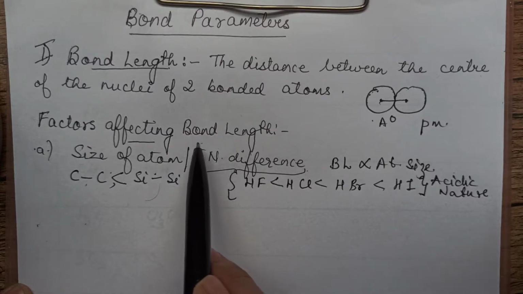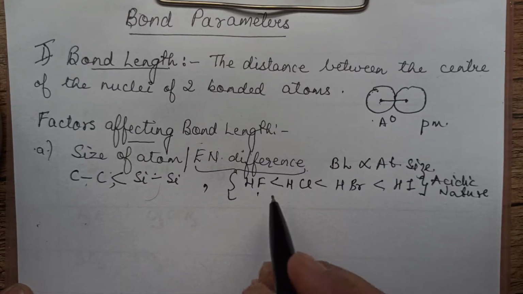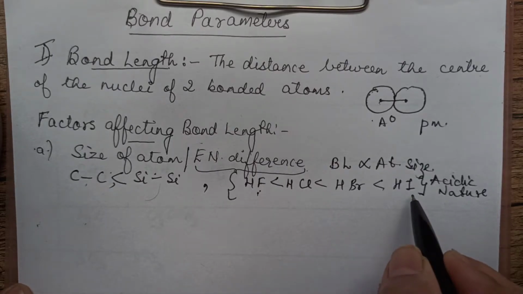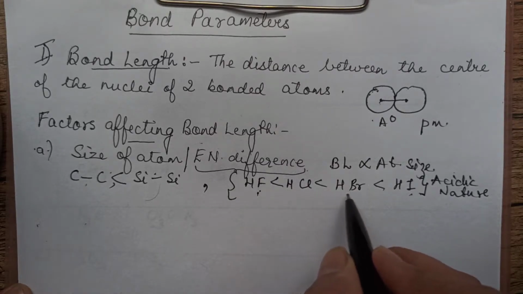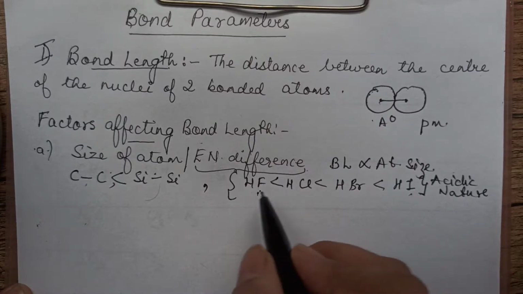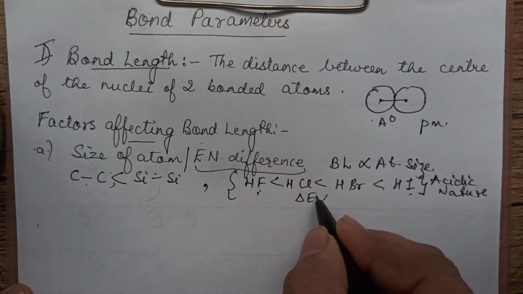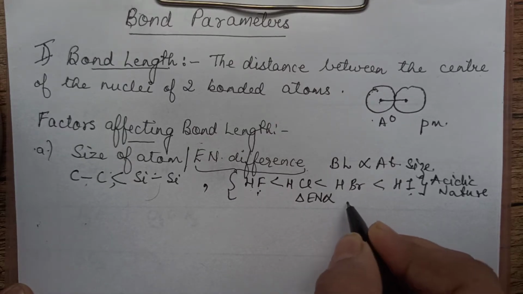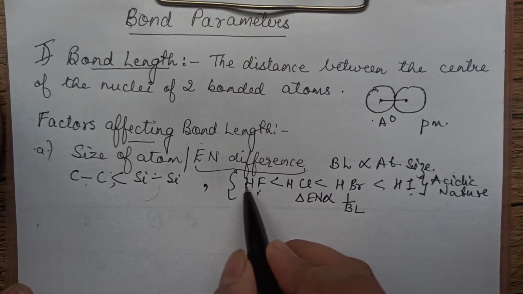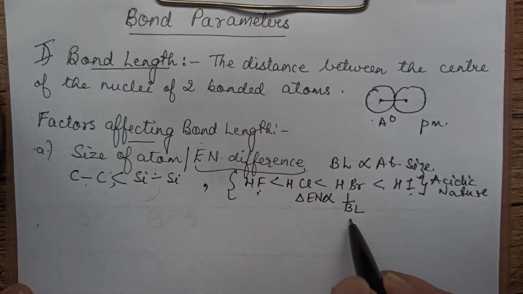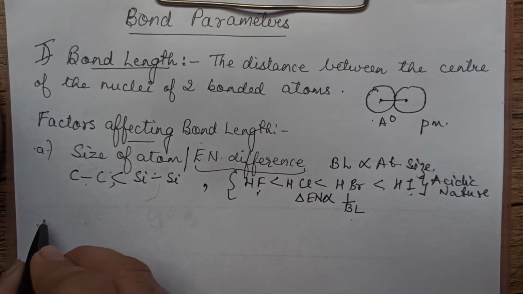Now, if I want to compare the electronegativity difference here, hydrogen is constant. Fluorine is the most electronegative among the halogens, so the electronegativity difference decreases down the group, and HF has the maximum. So we can say electronegativity difference is inversely related to bond length: the more the electronegativity difference, the lesser the bond length. Ultimately, both are talking about size.